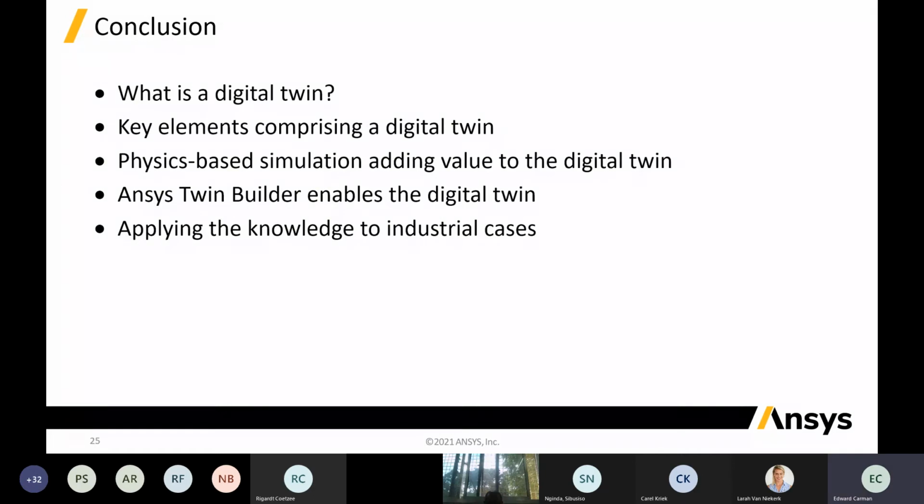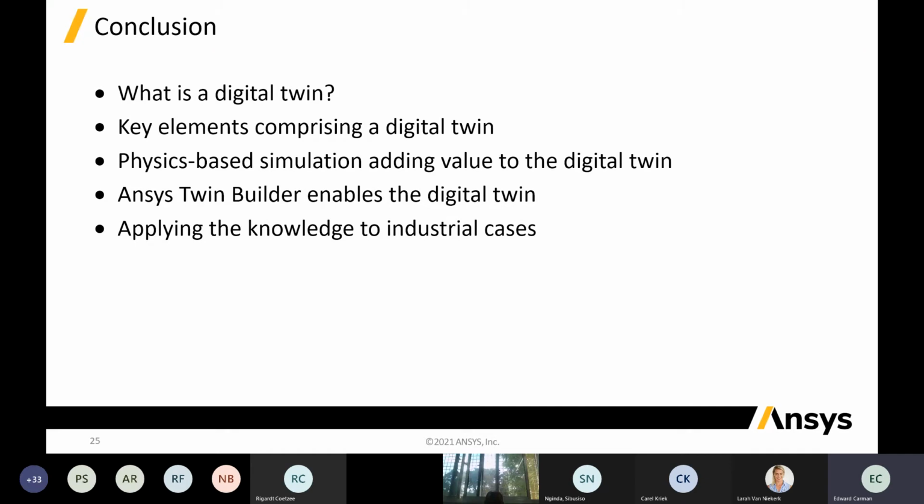So in conclusion, we've talked about what we see as a digital twin: a real asset, its virtual counterpart, and the data sharing between them. We've looked at the key elements of a digital twin: the asset and the sensors, somewhere to put the data, something to make sense of the data, and simulation to add even more insight onto the data.